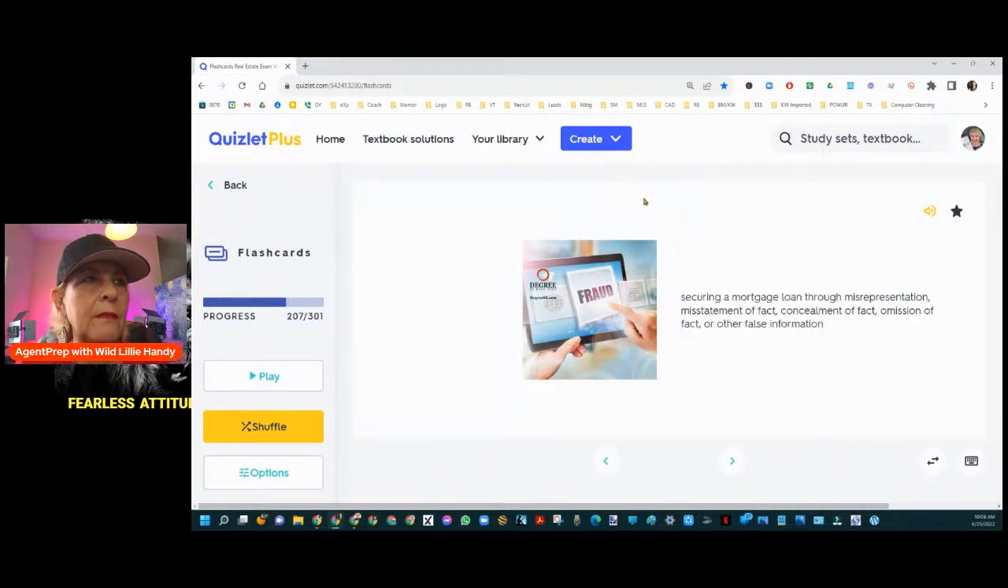Okay. I'm trying to remember how to enlarge the screen.